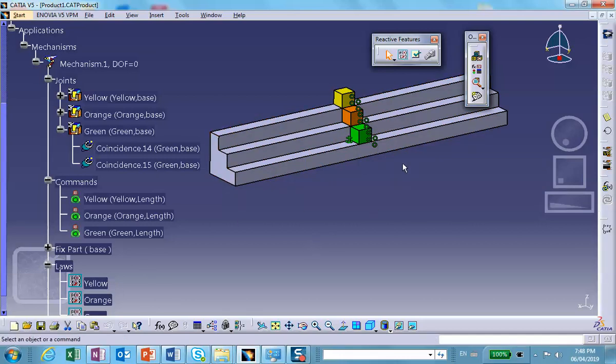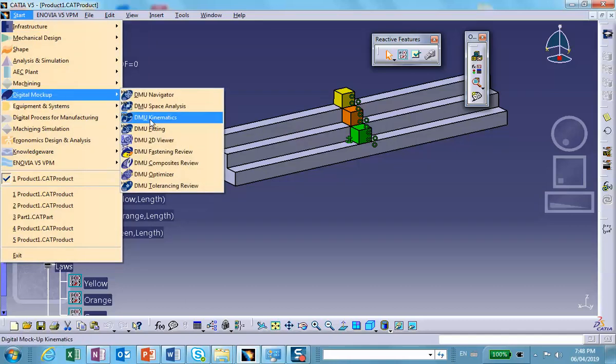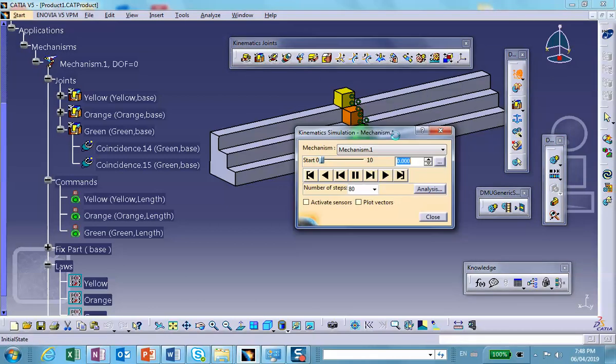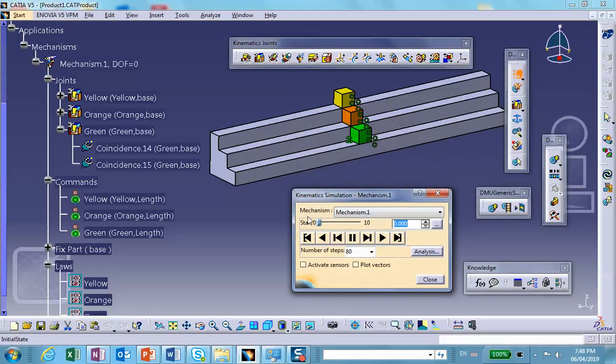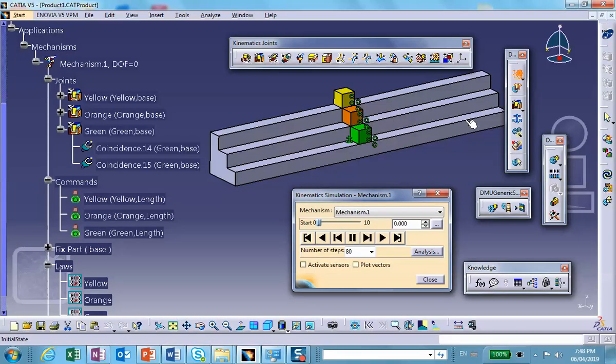Okay, so let's do it. Let's go back to DMU kinematics. Put a simulation with laws, 10 seconds. I didn't put any sensor, but if I wanted to, I can create position displacement sensors here and then plot it, and I should, of course, get these graphs. Okay, I'm not going to do that. One way to check, after 10 seconds, all of these should be at the left side.